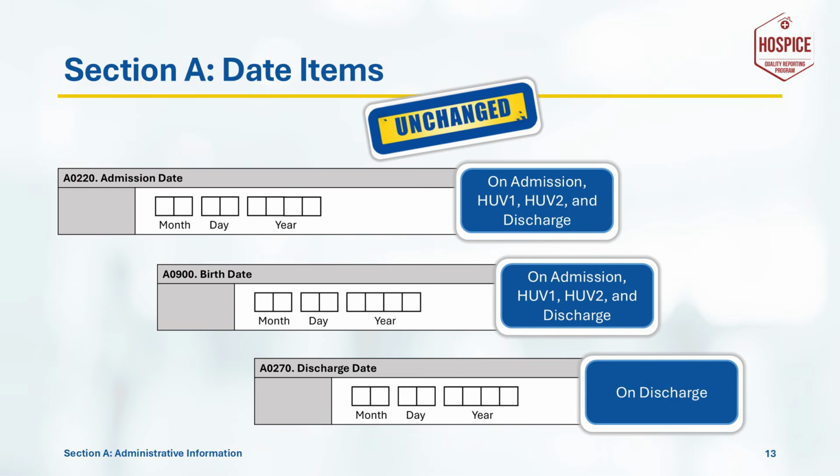Now let's look at some of Section A date items. None of these have changed. First is the admission, then the birth date. These will both be submitted with any completed record, including both the HUVs. That is because these are used for record matching to be sure that all records identify the correct patient when submitted to CMS. The discharge date is also unchanged and will be submitted with any discharge record.